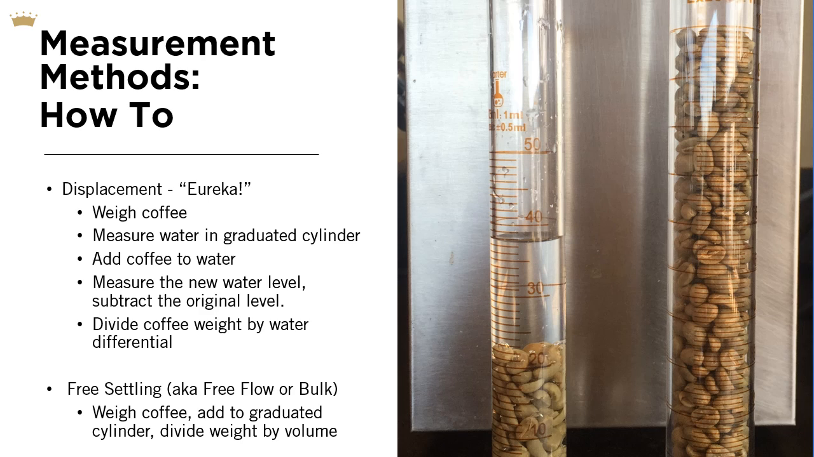The other measurement is a little easier to do, although it will give you different results, and we'll dive into that in just a second here. The other measurement is called free settling. It's also known as free flow or bulk density. And in this instance, we're not going to be using water. You just weigh your coffee first and then add it to a graduated cylinder and measure the volume that it fills up to, whatever line it is, and then simply divide the weight by the new volume.